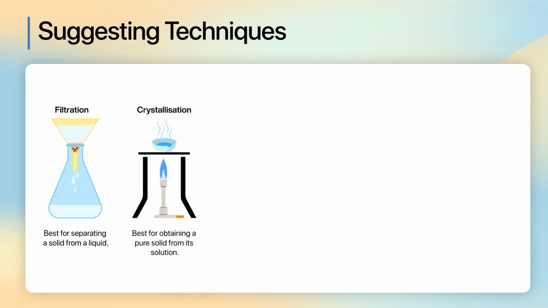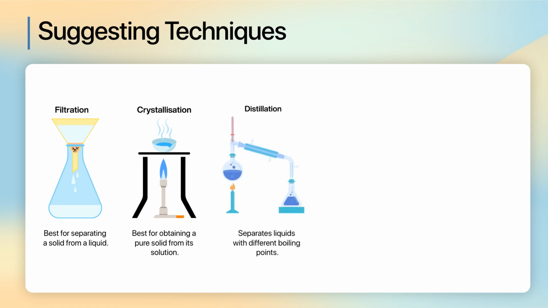Each separation technique has its unique applications and is chosen based on the properties of the components in the mixture. For example, filtration is best for separating a solid from a liquid. Crystallization is ideal for obtaining a pure solid from its solution. Simple distillation separates liquids with different boiling points.